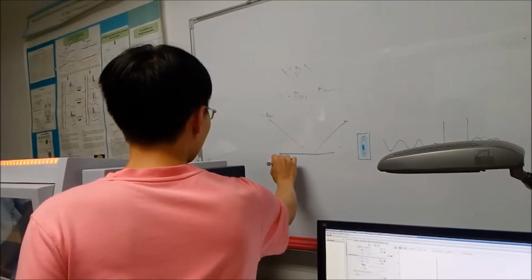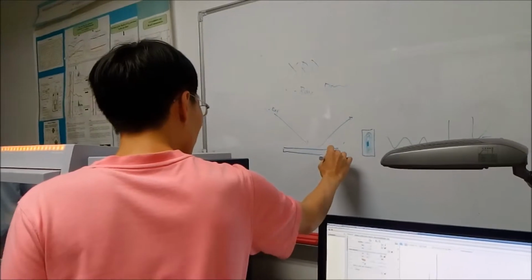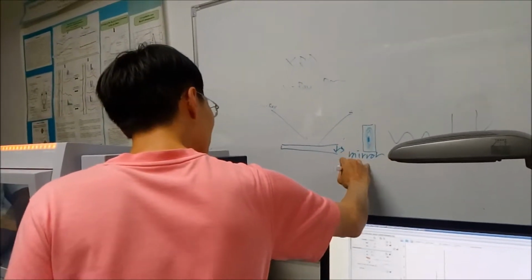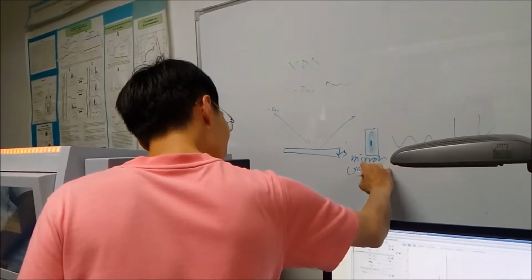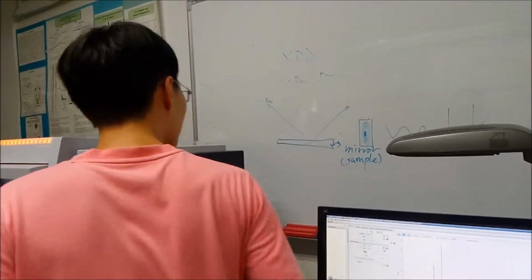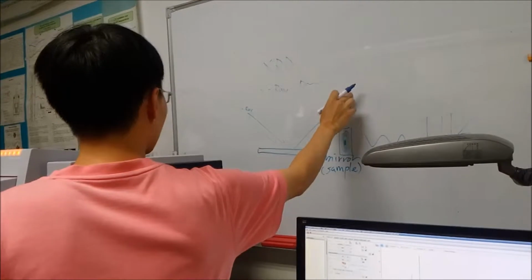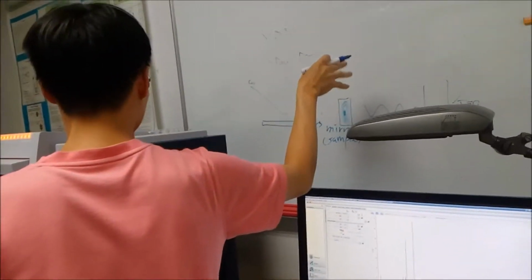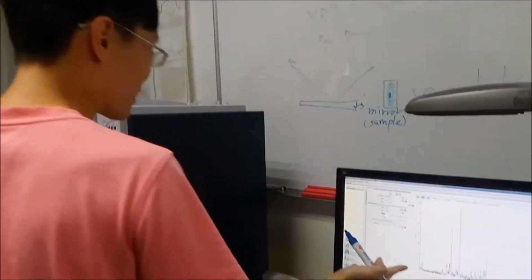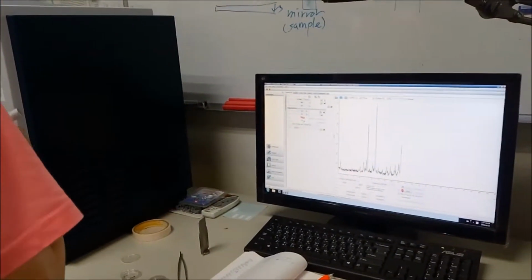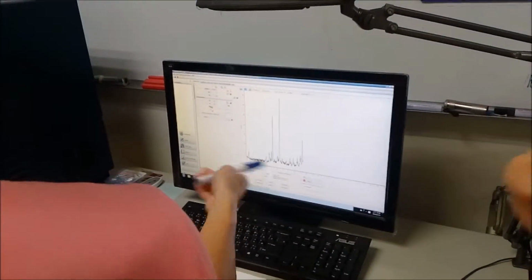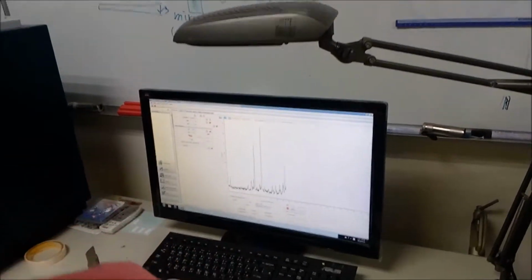What this is, the sample, and this one is like a mirror. And diffraction: your X-ray shows the diffraction peak just like this. This is my sample, and you can see it at different angles. This angle is the 2 theta angle. You can see a lot of diffraction peaks.